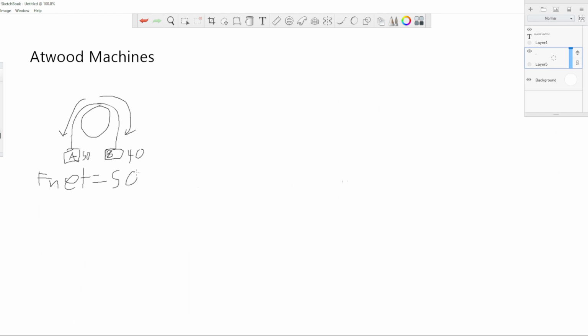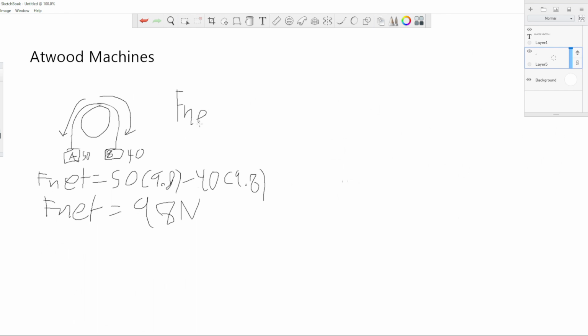So you can do 50 times the force of Earth, which is 9.8, minus 40 kilograms times 9.8. And so your F-net, if I did the math right, is going to be 98 newtons. So that's your F-net equation. And F-net, remember, is equal to the mass of the system times acceleration. And remember that it's the mass of whatever system you're doing here.